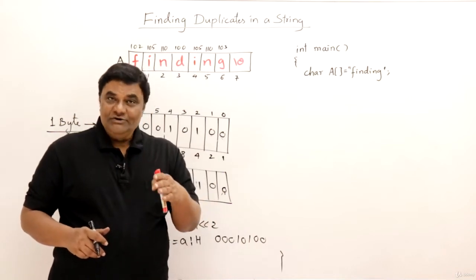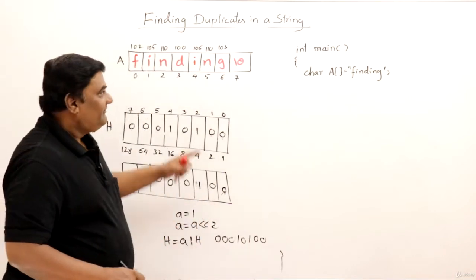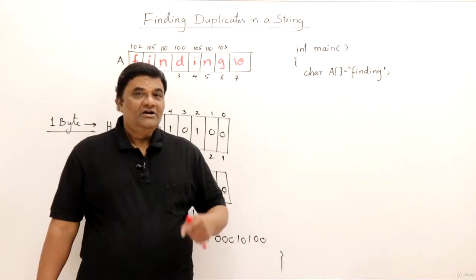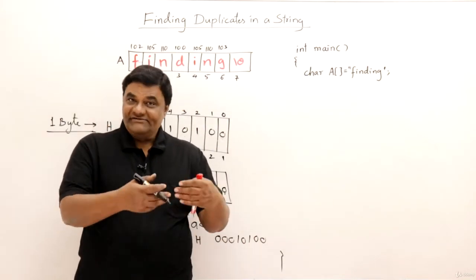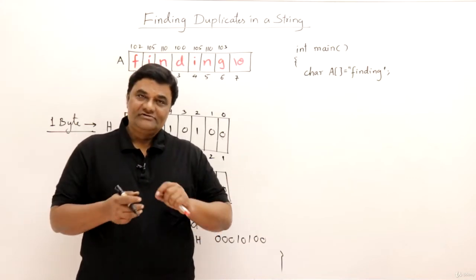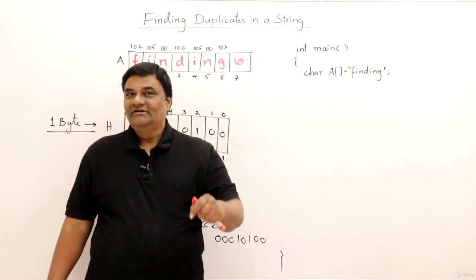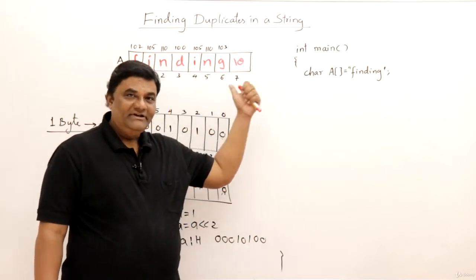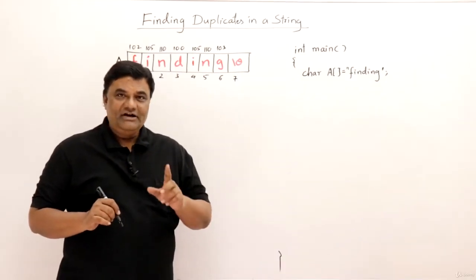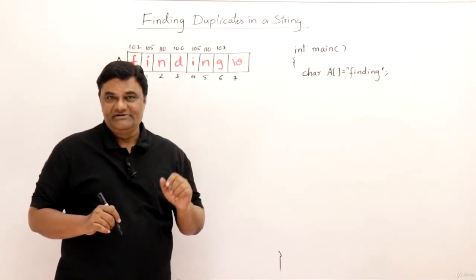All these things we will now use for finding duplicates in a string. Finding duplicates we will see in the next video, which is a continuation video. Otherwise it will be a very big video, so let us break it. Watch the next video for finding duplicates using bitwise operations. This is the continuation of the previous video. If you have not seen the previous video, go back to it.